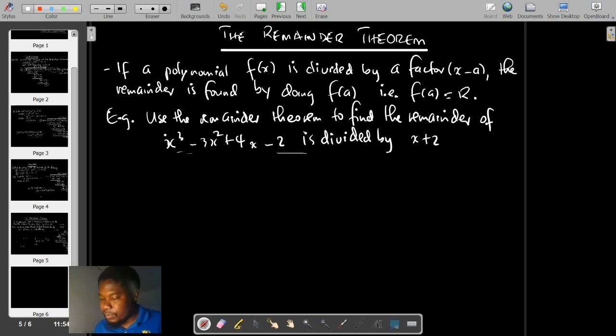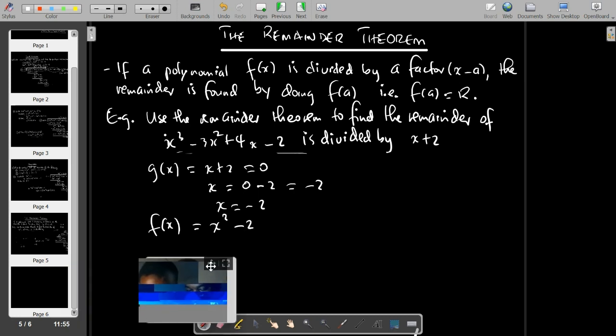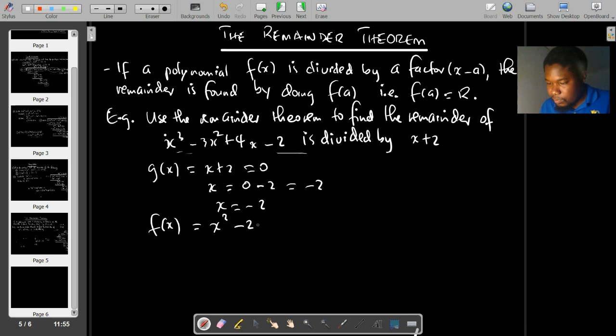So using the remainder theorem, we know that g of x, which is our divisor, is equal to x plus 2. So we equate that to 0. x will be equal to 0 minus 2, which is negative 2. So we'll substitute x equals negative 2. Our polynomial is f of x equals x to the power 3 minus 3x squared plus 4x minus 2.